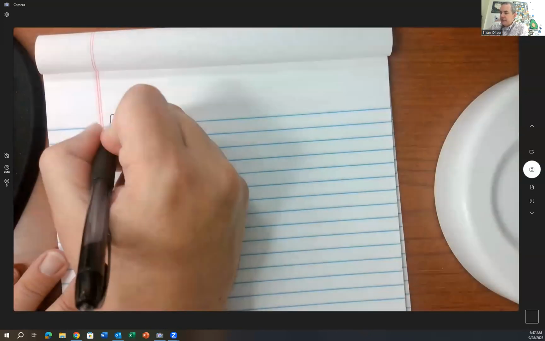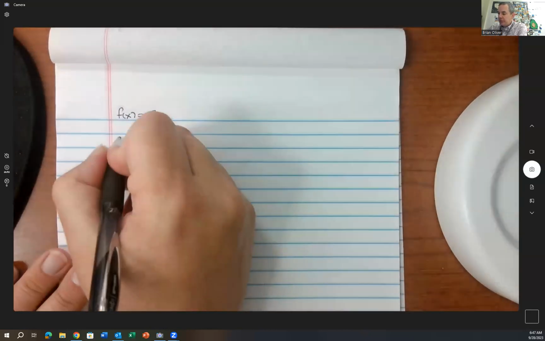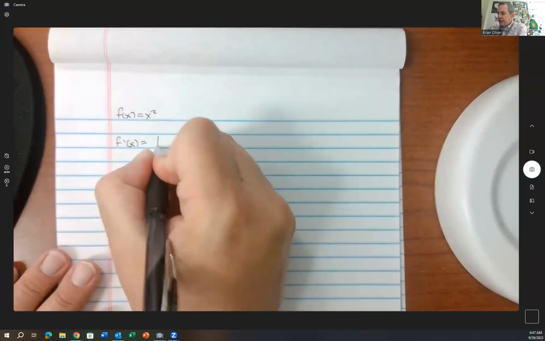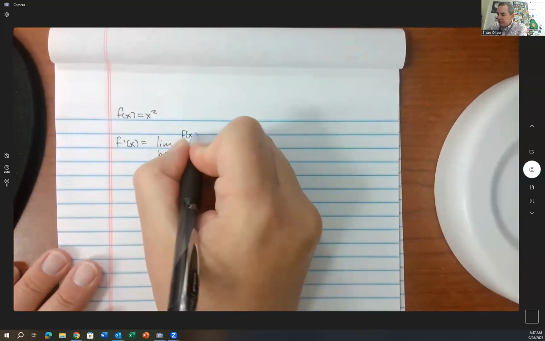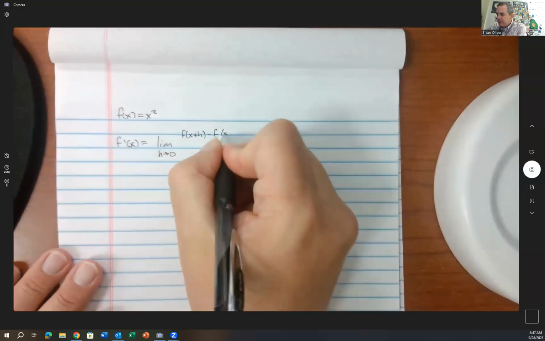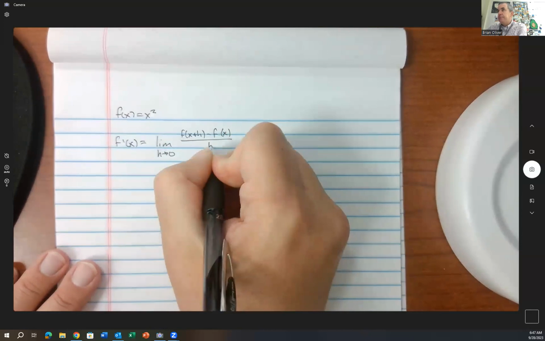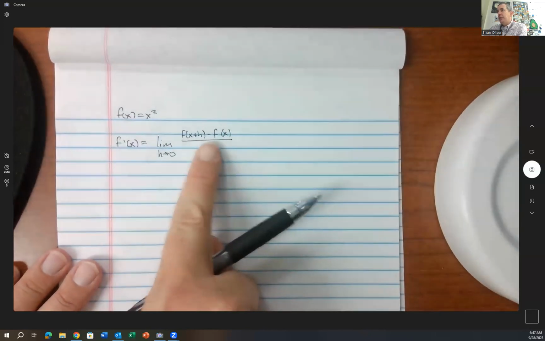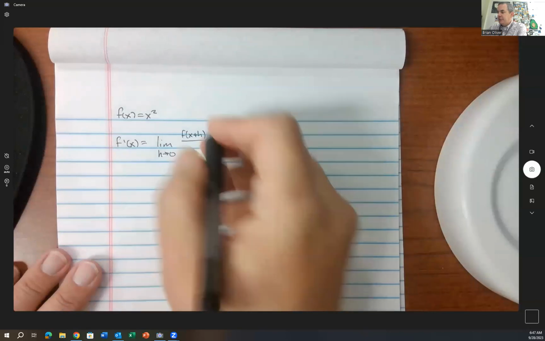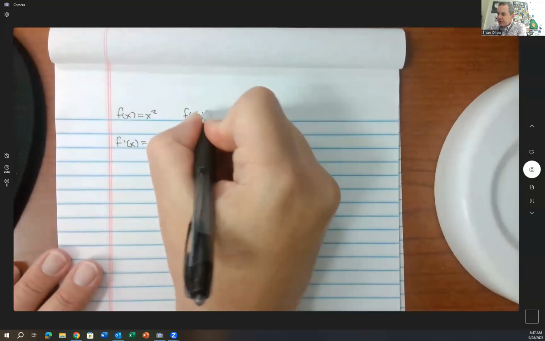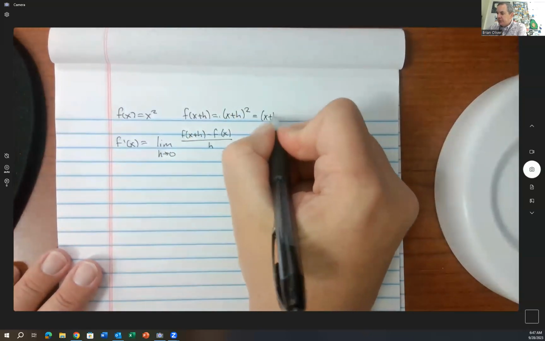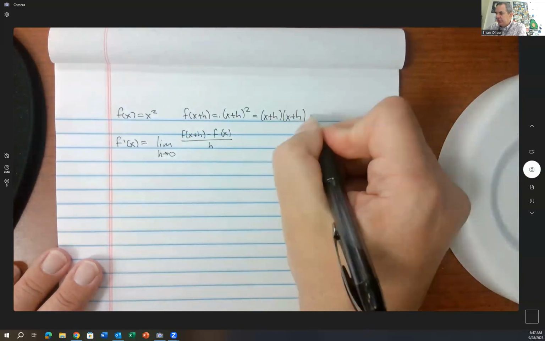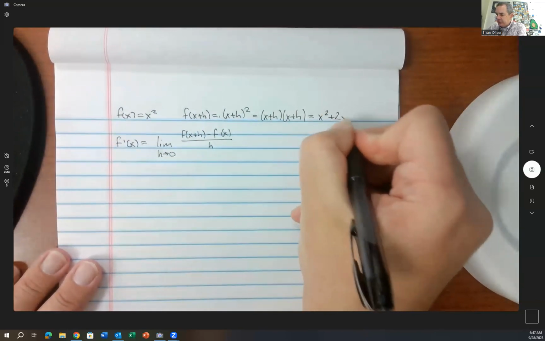So I'm going to use the function f of x equals x squared, which is a parabola. Now what I want to do is figure out the derivative. So f prime of x is going to equal the limit as h approaches 0 of f of x plus h minus f of x over h. So what I need to do is figure out what each one of these is. In this case, f of x is x squared, f of x plus h is x plus h squared, which is x plus h times x plus h, which if you use FOIL is x squared plus 2xh plus h squared.